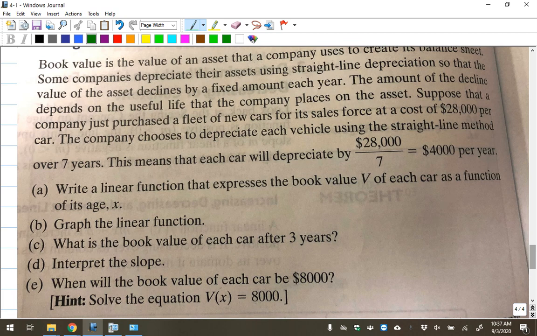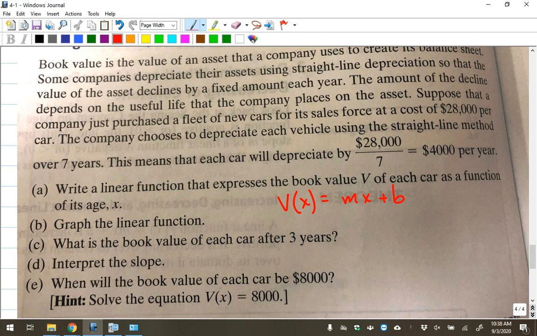Part A says write a linear function to express the book value, capital V, of each car as a function of its age, X. Okay? All right. So, word problem with a linear equation. So what we want to end up with for part A is a function V of X equal to mx plus b, a linear function. That's what we want to end up with. So we've got to find the slope and the y-intercept, just like we did with the problem before.